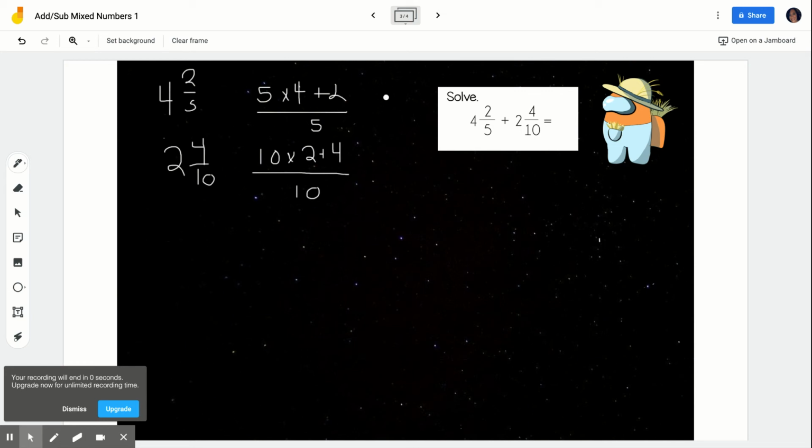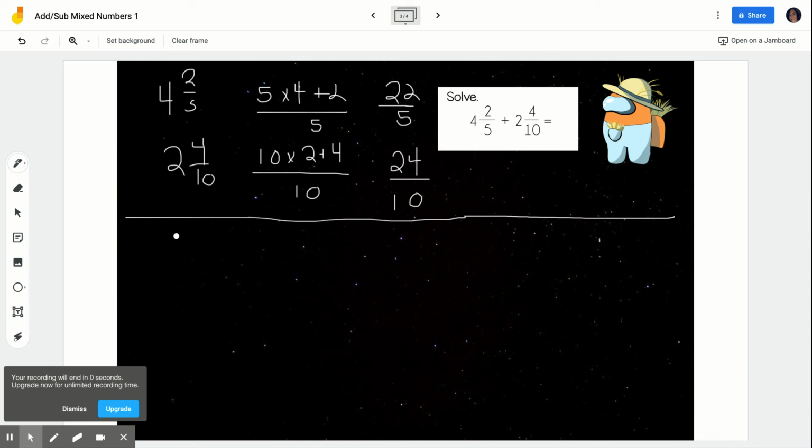All right, so let's get our new fractions as improper. So we have 5 times 4 plus 2. 5 times 4 is 20, plus 2 more is 22. We have 22 fifths. Here we have 10 times 2 plus 4. 10 times 2 is 20, plus 4 more is 24, so 24 tenths. So I'm going to rewrite this down here so that we can do a little work with it. Let me get some boxes going. All right, so we have 22 fifths plus 24 tenths.